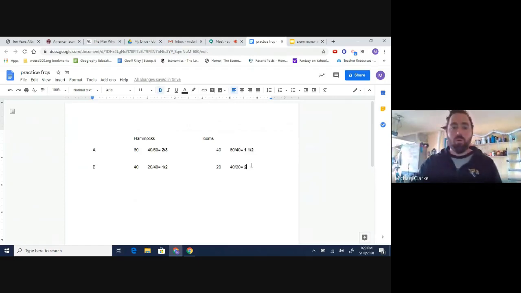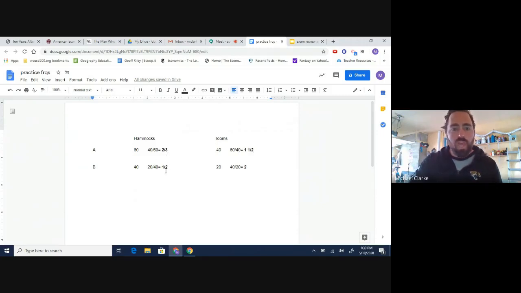So now, after doing the math, this is showing your opportunity cost, meaning that if country A decided to produce hammocks, in the time it took them to make 1 hammock, they could be making 2/3 of a loom. If they decided to produce looms, for every loom they make, they're giving up 1.5 hammocks. That's what these numbers mean.